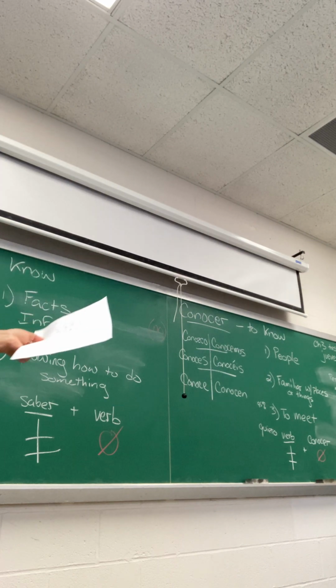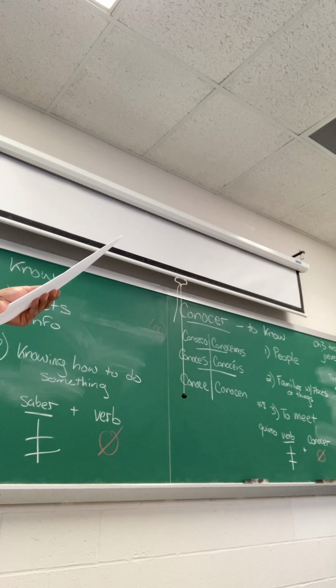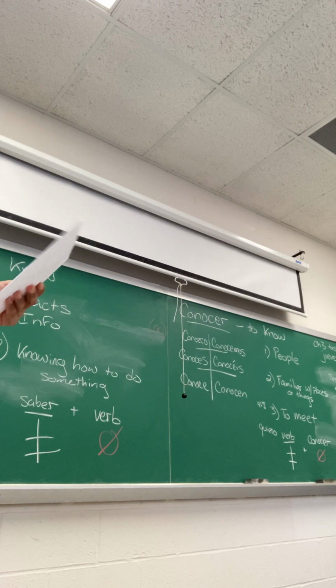Okay. Number 6, I hope nobody gets this one wrong because it's the only one that is a little different. My friend wants to meet my unmarried cousin. Saber or conocer? Come on, Dale. Conocer. Conocer, yeah, because it's the only one that means to meet. All right.